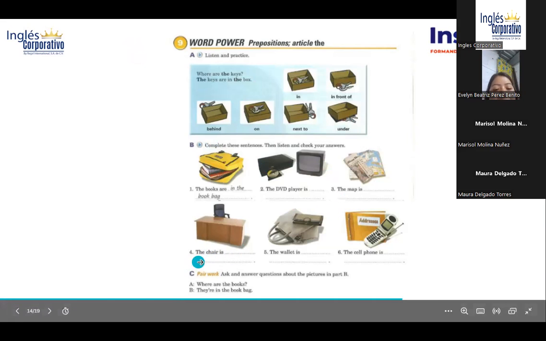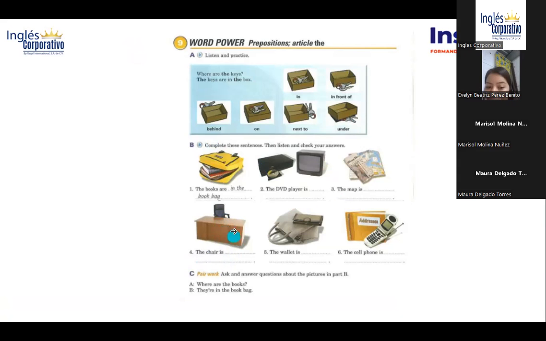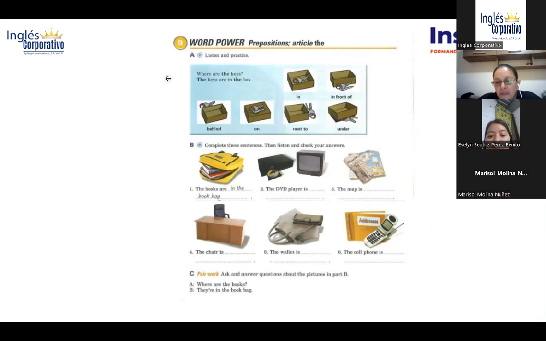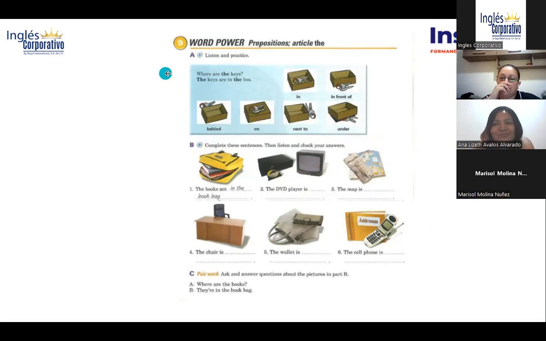Olvidé cómo era el newspaper. The chair is behind the table. The desk. The wallet is on the purse. Sorry. The cell phone is in front of the address book. Oh. Address book, porque ahí dice address, dirección del libro, creo que dice. Yes. Address book. Entonces era un directorio. Yes. That is correct. Yes, no la pude contestar. Okay, don't worry.